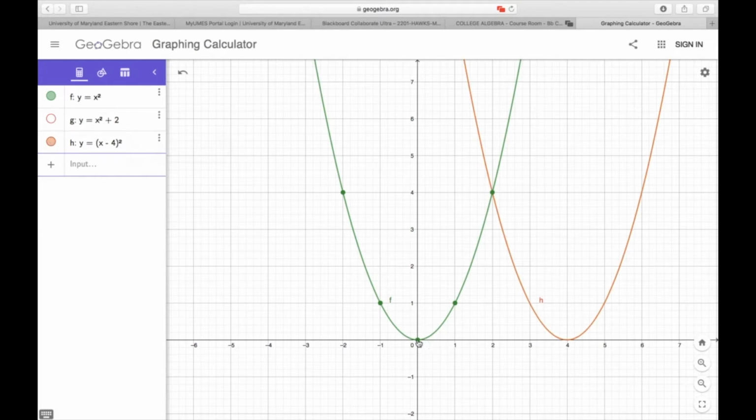As you can see, I've turned on the graph, and it's the exact same graph as this, except it's shifted over 4 to the right. These are vertical and horizontal shifts. Let's take a look at this with another function.